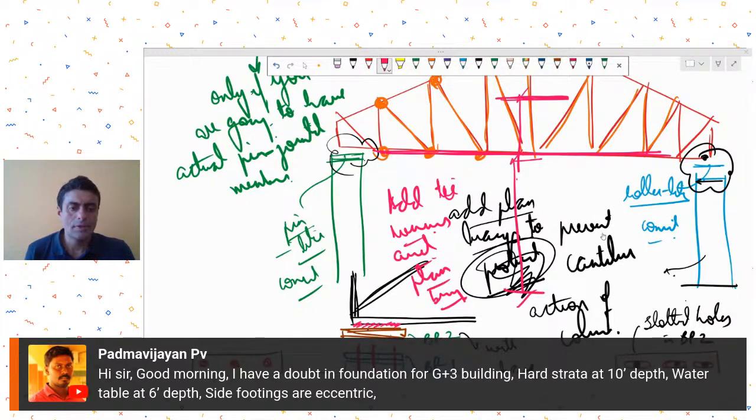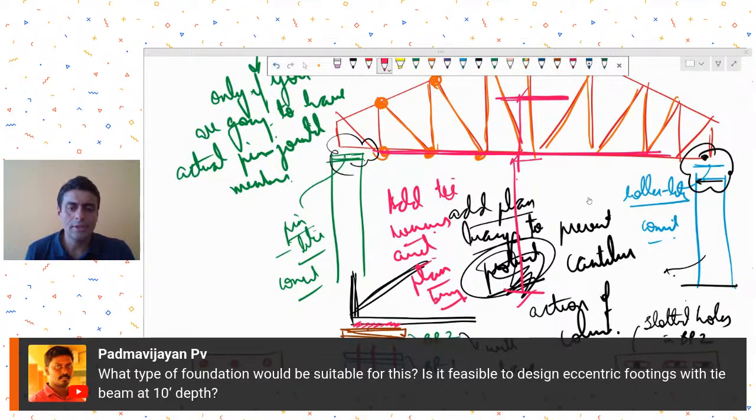Mr. Padma Vijayan PV is asking, I have a doubt in foundation for G+3 building, hard strata at 10 feet depth, water table at 6 feet depth, side footings are eccentric. What type of foundation would be suitable for this? Is it feasible to design eccentric footings with tie beams? Yes, you could. Eccentric footings with tie beam is a perfect option of stabilizing the system. So wherever you are having eccentric footings, just add tie beams over there.